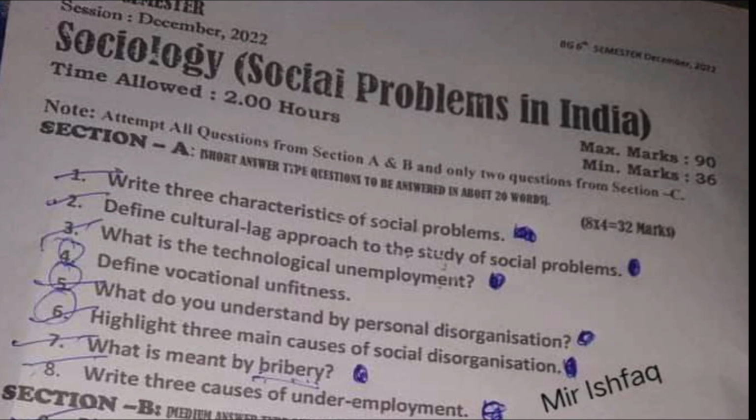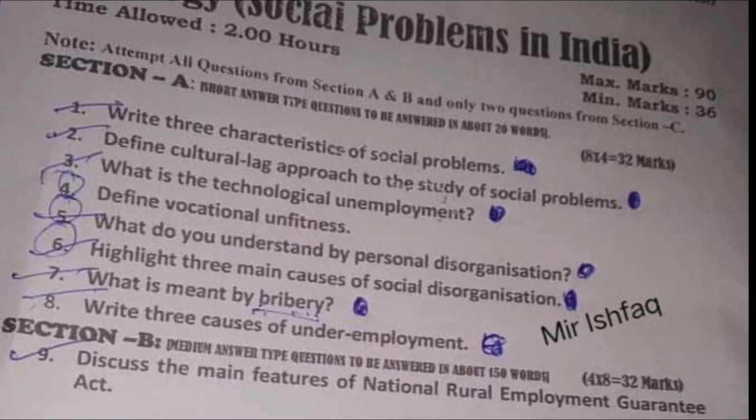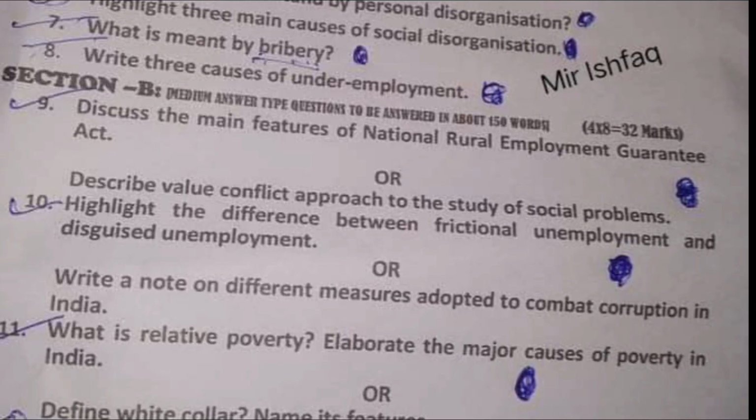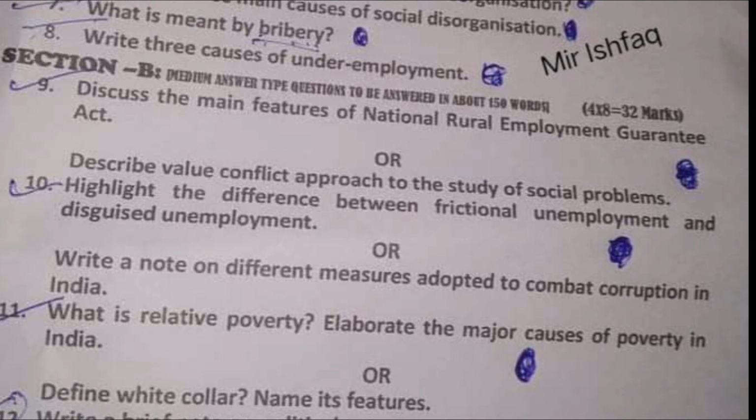Question number 5, what do you understand by personal disorganization? Question number 6, highlight 3 main causes of social disorganization. Question number 7, what is meant by bribery? Question number 8, write 3 causes of underemployment. Section B, medium answer type questions to be answered in about 150 words. 4 into 8 is equal to 32 marks.